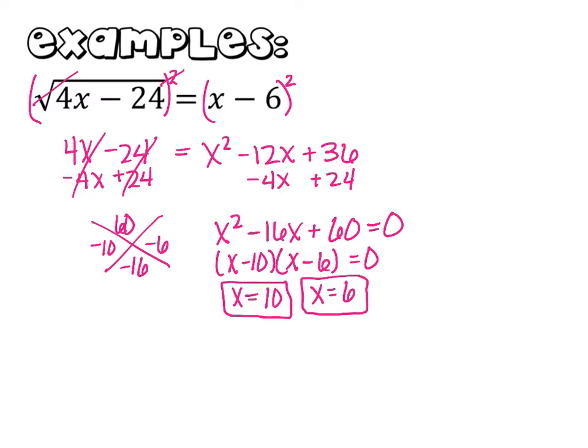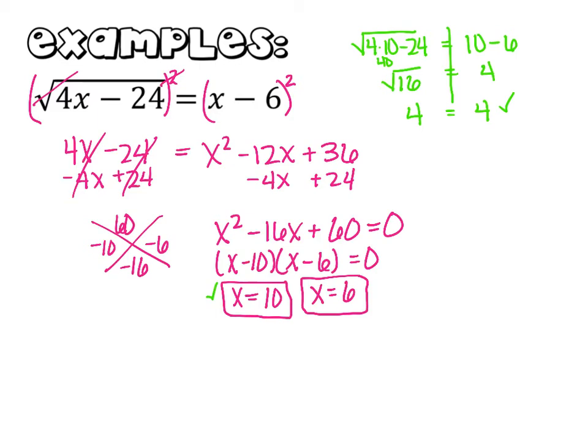Do both of those answers actually work? Remember, we really need to make sure we check them. So if I check the first one, 10, I'm going to put a 10 everywhere there was an x. 4 times 10 minus 24. Is that the same as 10 minus 6? 10 minus 6 is 4, so the right-hand side is 4. Is the left-hand side also 4? Well, 40 minus 24 is 16, so that's really the square root of 16, which is 4. So the first one actually does work.